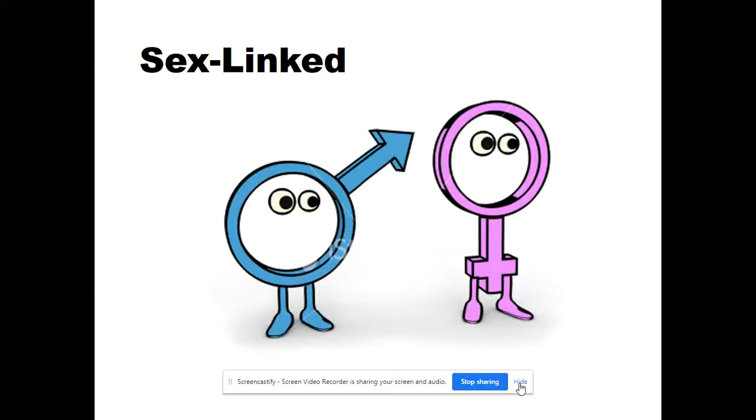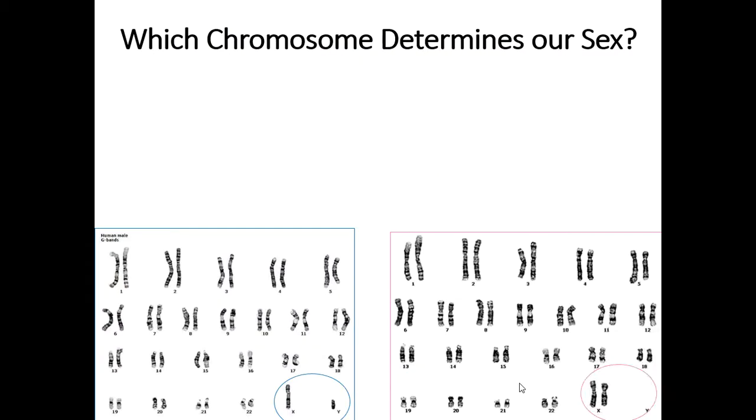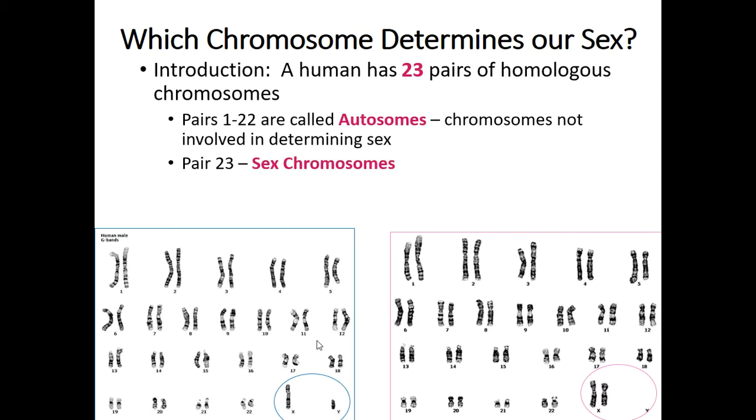So now we're going to look at some traits and some disorders that are inherited differently than everything we've seen so far. All of the traits that we've looked at so far are called autosomal. That means they're found somewhere for humans on the first 22 chromosomes, but basically the non-sex chromosomes. The last pair in humans, the 23rd pair, are called the sex chromosomes.